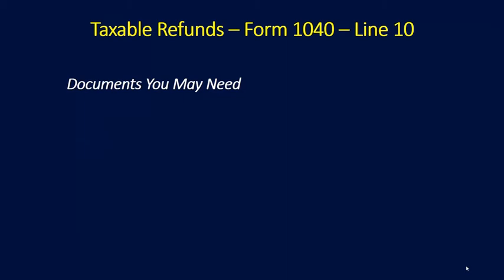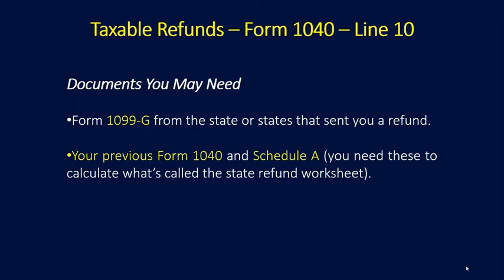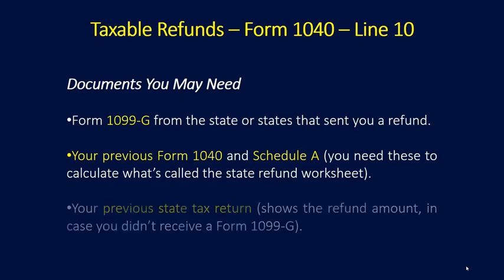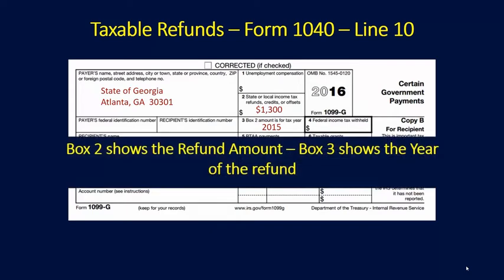There are some documents that you're going to need to make this calculation. Form 1099-G from the state or the states that sent you a refund. Your previous Form 1040 and your Schedule A, which lists your itemized deductions. And you need these to calculate what's called the state refund worksheet. And your previous state tax return. Now this shows the refund amount, just in case you didn't receive a Form 1099-G. Here's a typical 1099-G. Box 2 shows the refund amount, and Box 3 indicates the year of the refund.